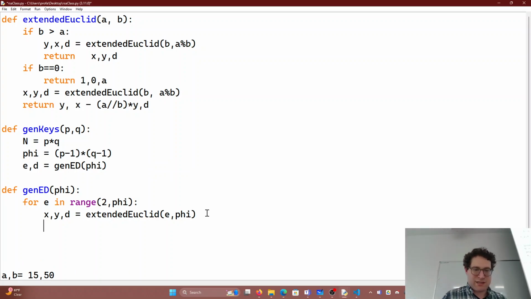So we generate this, and if the greatest common divisor is equal to 1, that means those two are co-prime. So that means we found our number, and this number is going to be our encryption key.